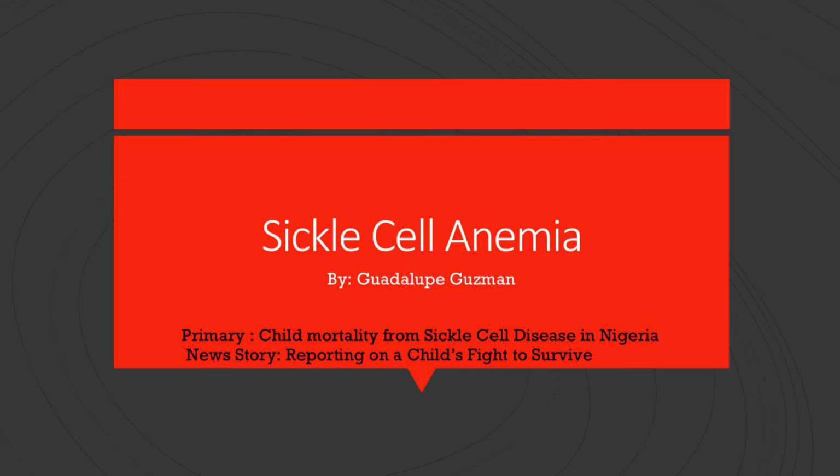This is my sickle cell anemia presentation for BioLab 182. My primary literature article is Child Mortality from Sickle Cell Disease in Nigeria, and my news story is reporting on a child's fight to survive. This assignment aids students to practice communicating information in an engaging manner for an audience.